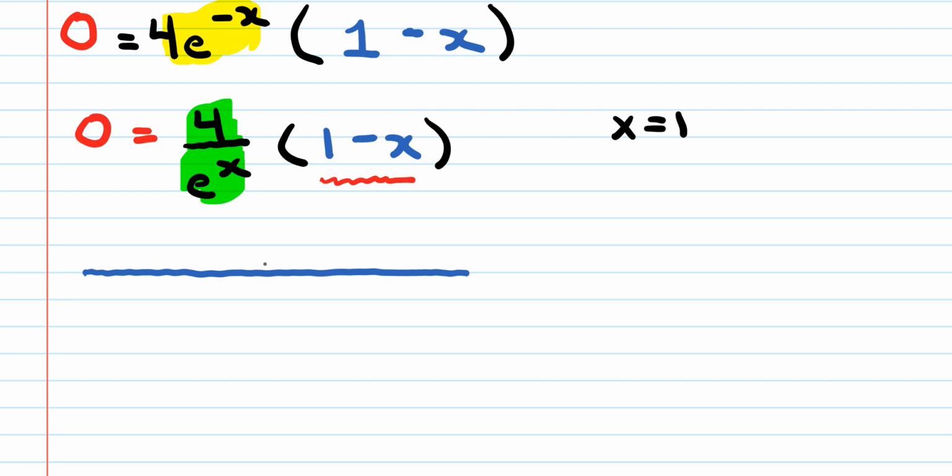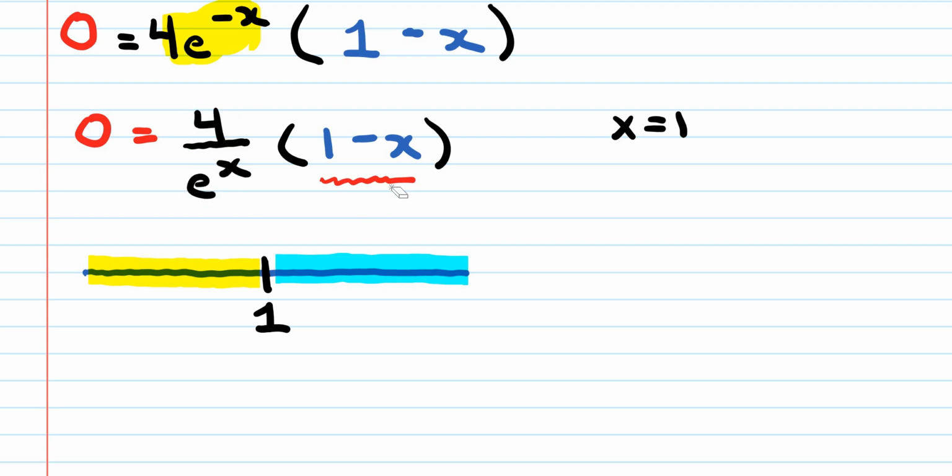And I'll put that critical point right on the number line here. What we want to do now is test these two regions, the yellow region and the blue region. Let's go ahead and find numbers in those regions and test them. So over here, maybe a good number you can try is 100. If I plug in 100 over here, 1 minus 100 is going to be negative. And this expression right here is always going to be positive, so I don't need to check that. So it turns out that the blue region is going to be negative.